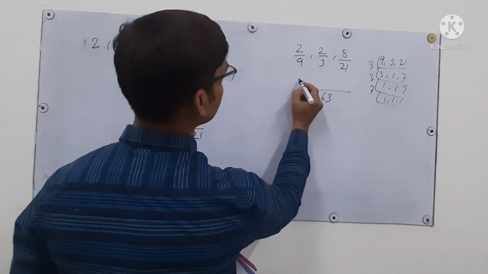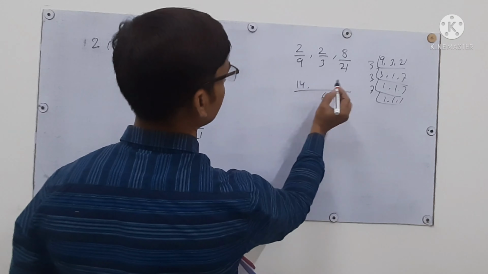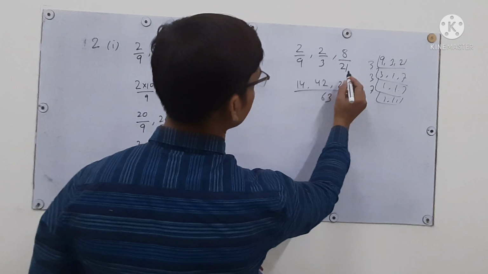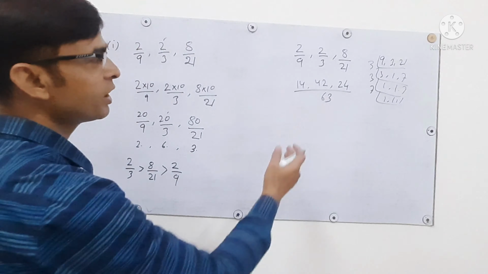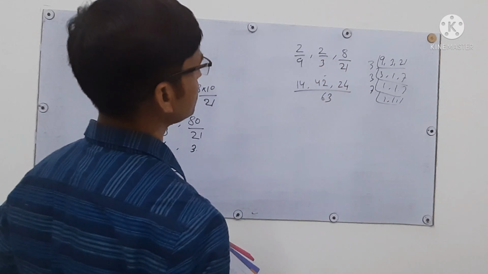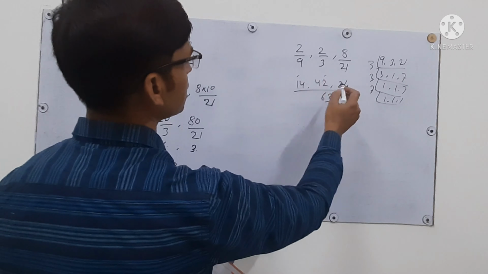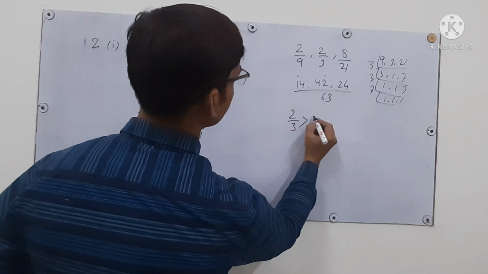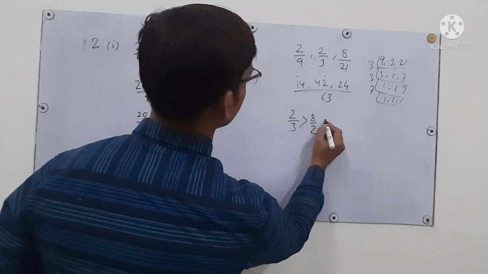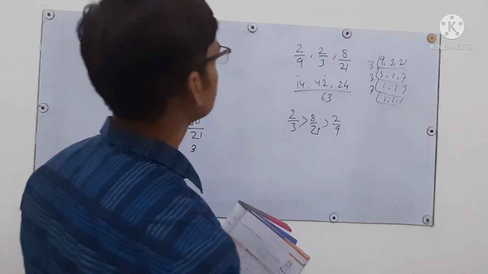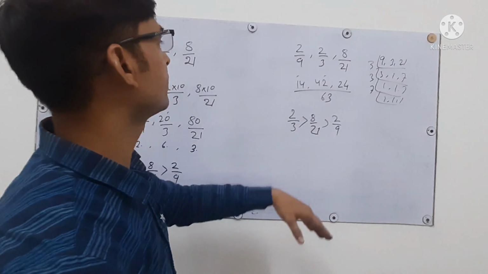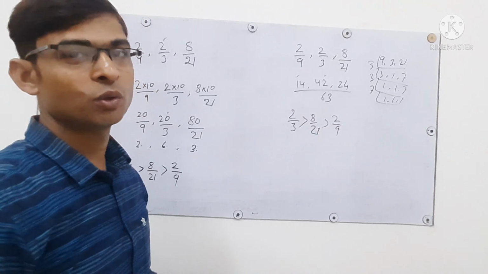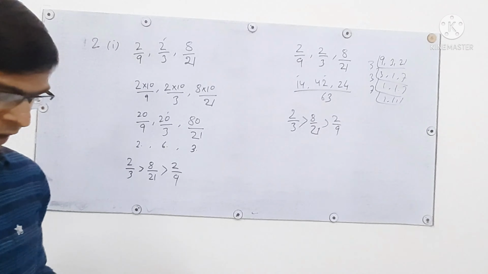9 times 7 is 63, and the numerators will be 42, 24, and 14. So from here you can also see that this will be the maximum number, this will be the smallest, and this is the smaller. So we can simply write it as 2 by 3, 8 by 21, and 2 by 9. You can do either like this or like this, and both are correct. So you can note it down and do it with your own choice.